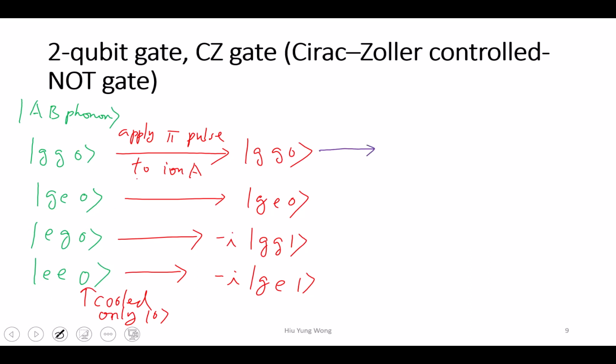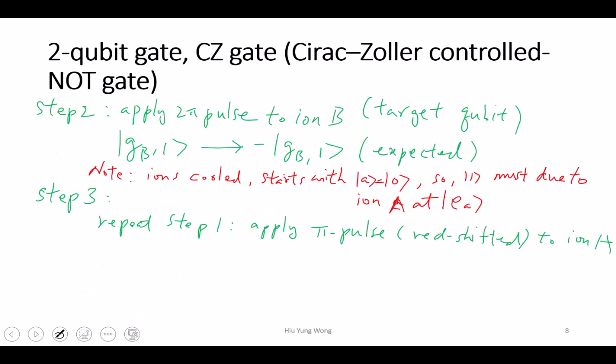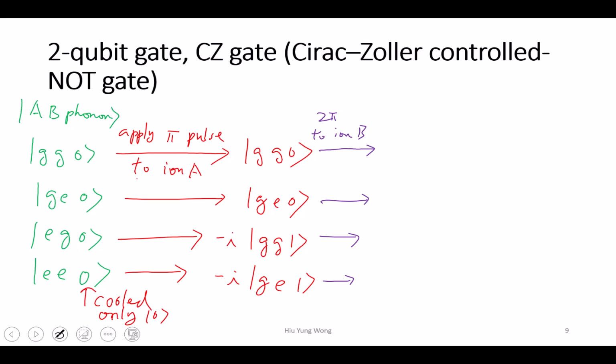Now apply a 2 pi pulse to ion B. Okay, so again, just trust it. It only has an effect if you apply it to the ground state with 1 phonon. Then you add a negative sign. So what happened to the first one? B is at ground state, but no phonon. Yes, so same: GG0. How about the second one? Also the same because there's no phonon. Okay, so this is GE0. How about the third one?